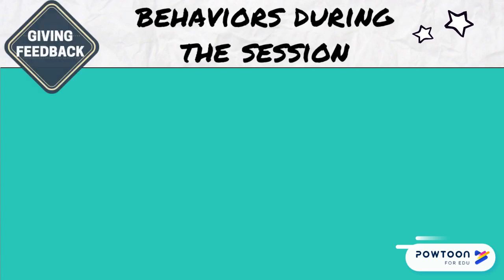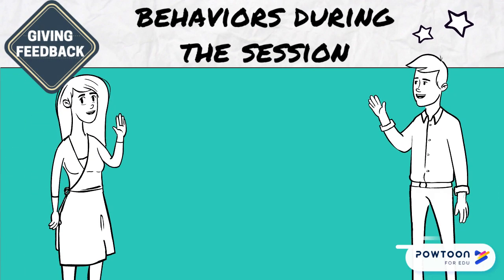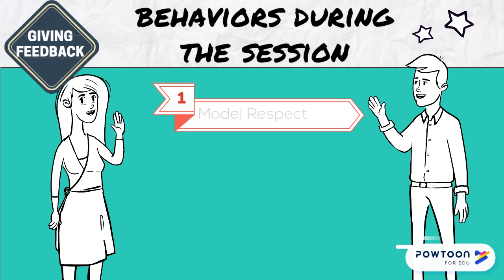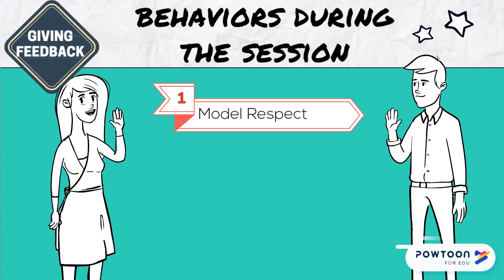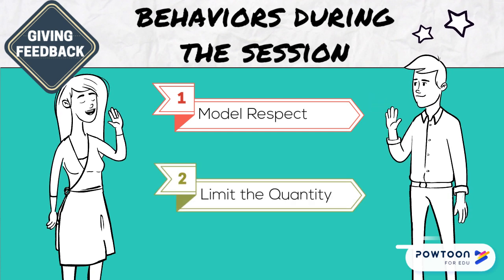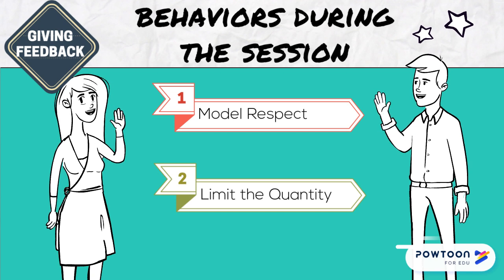First, your students are watching you to learn how to be a professional, so try to be a role model for consideration and respect. Also, try not to barrage your students with a long list of deficiencies. They'll only be able to process the first one or two, so limit and prioritize your critical feedback.